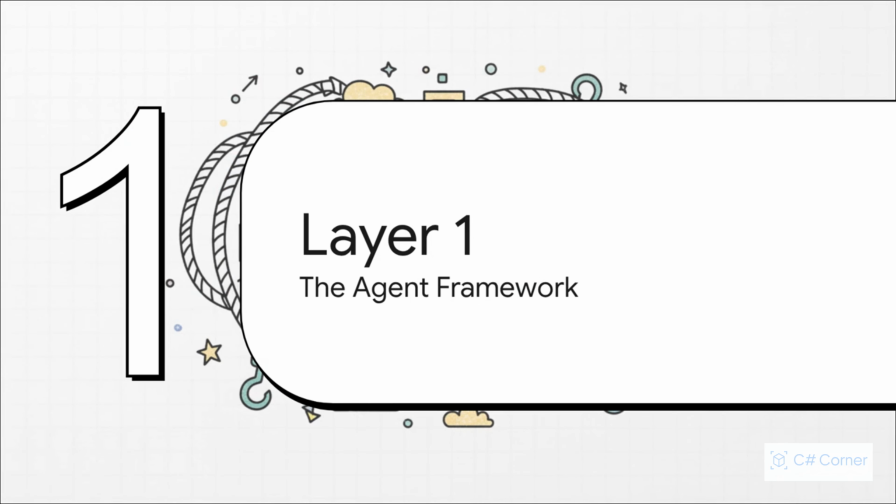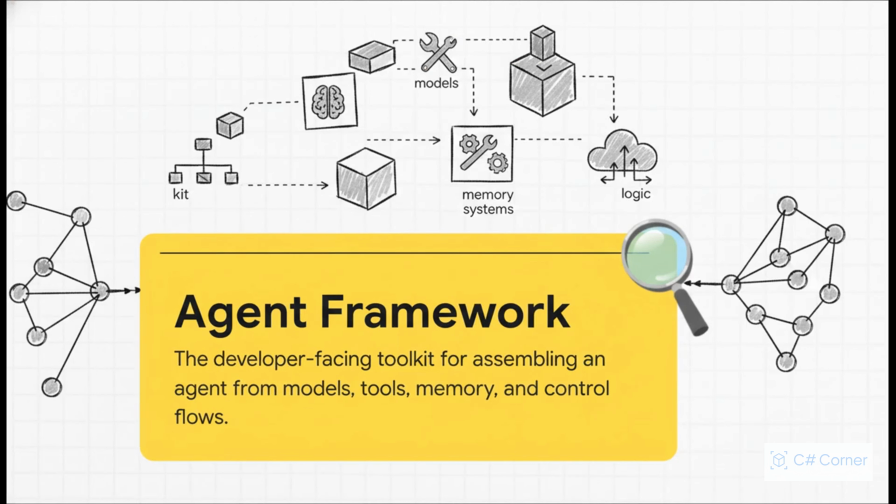All right, let's peel back that first layer and start at the very beginning with the foundation, the agent framework. This is where your agent is actually conceived and designed. So, what is a framework? Just think of it as your development kit. It gives you all the essential building blocks, the models, the tools, the memory, the control logic, everything you need to assemble your agent's core brain.